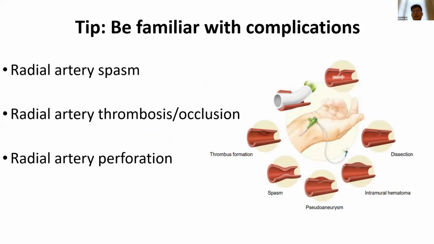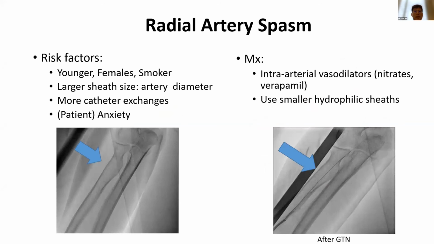Last but not least, be familiar with complications specific to the radial access, which are listed here, such as radial artery spasm, thrombosis leading to occlusion, as well as perforation. So not uncommonly, operators may come across radial artery spasm, which limits access and delivery of equipment. Risk factors include those related to the patient itself, younger females, smokers, the use of a larger sheath size to artery diameter, the use of more catheter exchanges, or if the patient is anxious. So sedation is also useful.